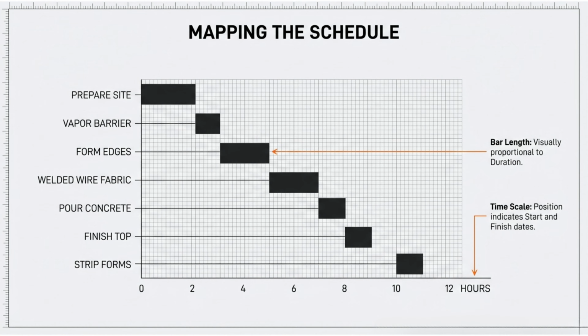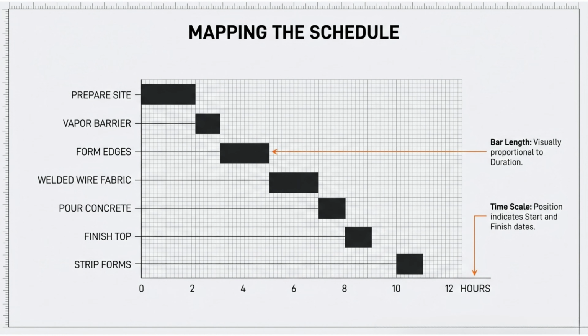And the bars? Each bar tells you 2 things simultaneously. When the activity starts, the left edge of the bar, and when it finishes, the right edge. The length of the bar is visually proportional to the duration. A longer bar means a longer task. No numbers required. Your eye does the maths.